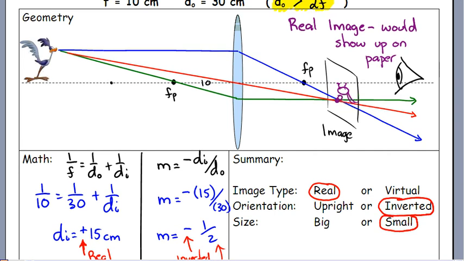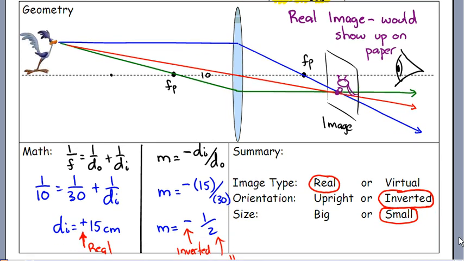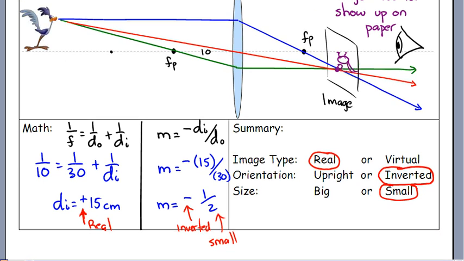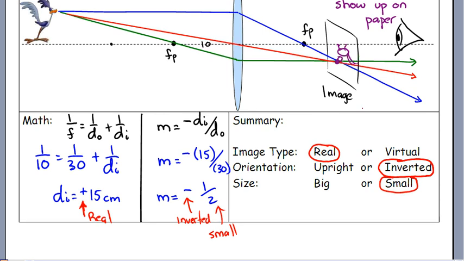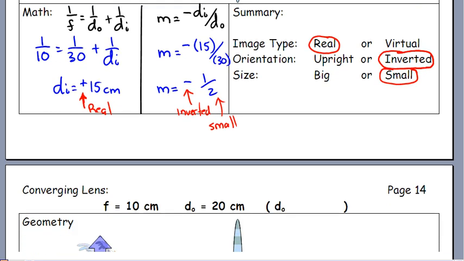So that's why I've got this little header up there, right? If objects are more than two f's out, more than 20 centimeters in this case, it'll be real, inverted, and small. One thing to just mention about this idea of an image. An image is not a sticker that flies through the air and lands somewhere to look like a little picture. An image is a conceptual idea of this place in space where all of the rays briefly go on top of each other. It's the only place that looks focused when you put a piece of paper there. And it is the place that your eye and your brain will perceive the object to be when it looks back towards those rays.